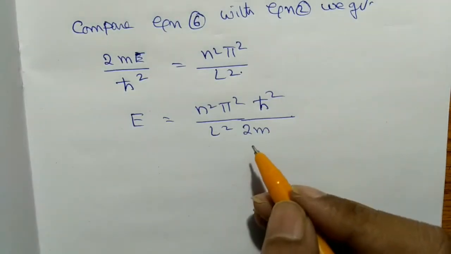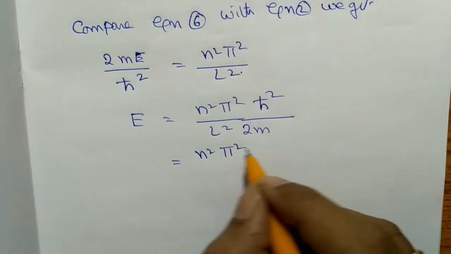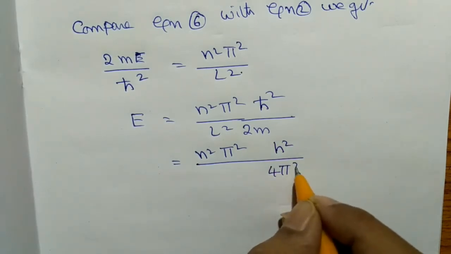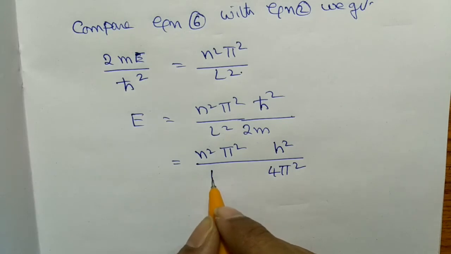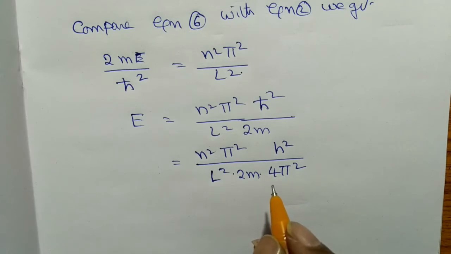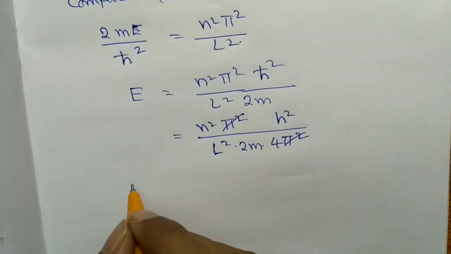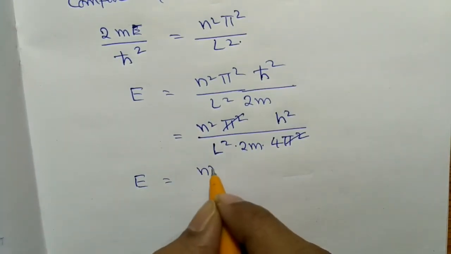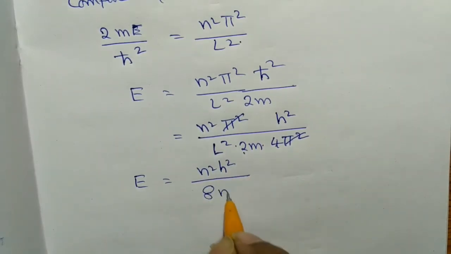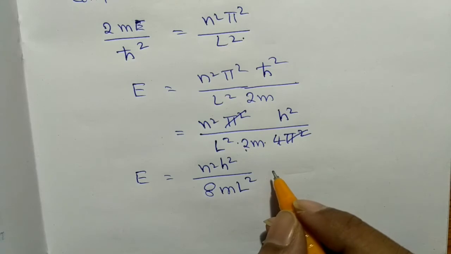Now simplify this equation. N square pi square, h cross square means h square by 4 pi square, into L square into 2m. It means pi square and pi square get cancelled. Then E is equal to n square h square by 4 into 2, that is 8 m L square. This is the expression for energy.